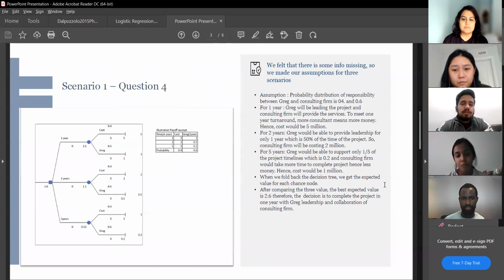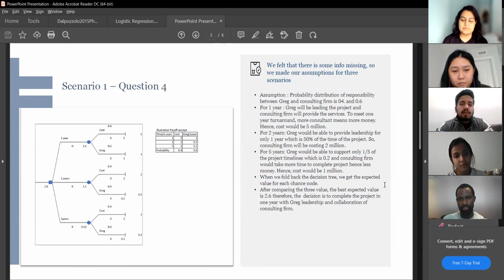And our base assumption is around the timeline of the project. So let's consider the first assumption. For completion of the project in 1 year, the cost of the project is going to be maximum. Thus, the engagement of Greg in leading the project will be the highest, making the budget for the project $5 million. That is the maximum.